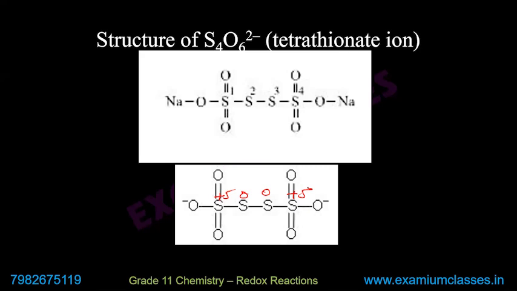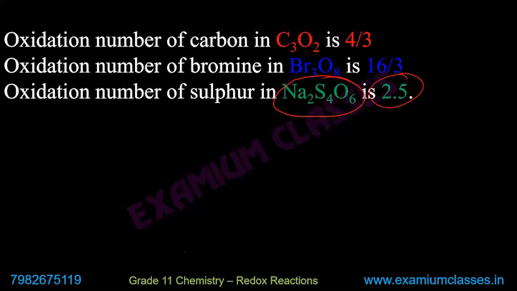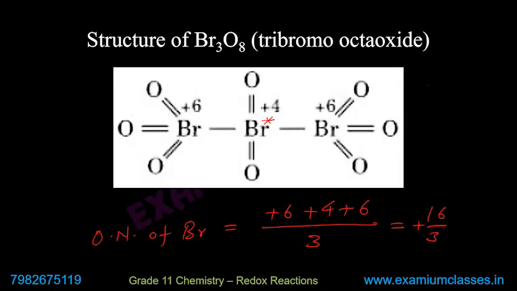Sir, 5/2. Not okay, 5/2. Yes, correct. So the average oxidation state will be the sum 5 plus 0 plus 0 plus 5 divided by how many, these are 4. Means 5 plus 5, 10 by 4, that is 5/2, that is 2.5. And that's what we had to show, that why sulfur shows 2.5 oxidation state.